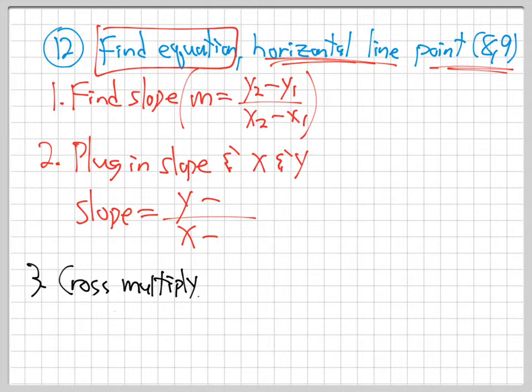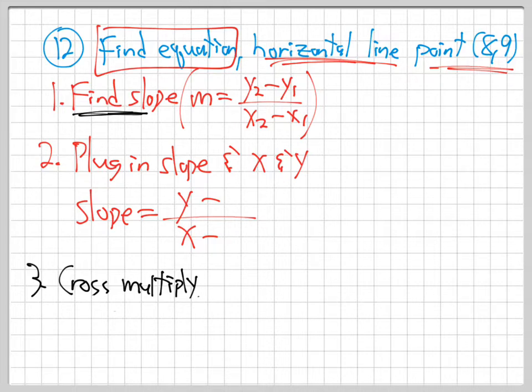Now, the first step is find the slope. We don't always have to use that formula. As you saw in some of the other problems, we didn't use that formula. They just gave us the slope. But that is the first step, to make sure you have the slope. So step one, find the slope. Do we have the slope on this one? Do we know the slope for some reason? We do. What's telling us the slope?